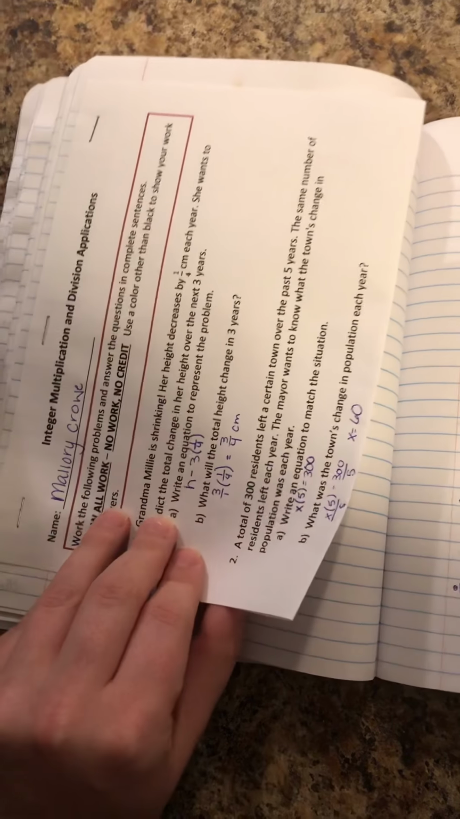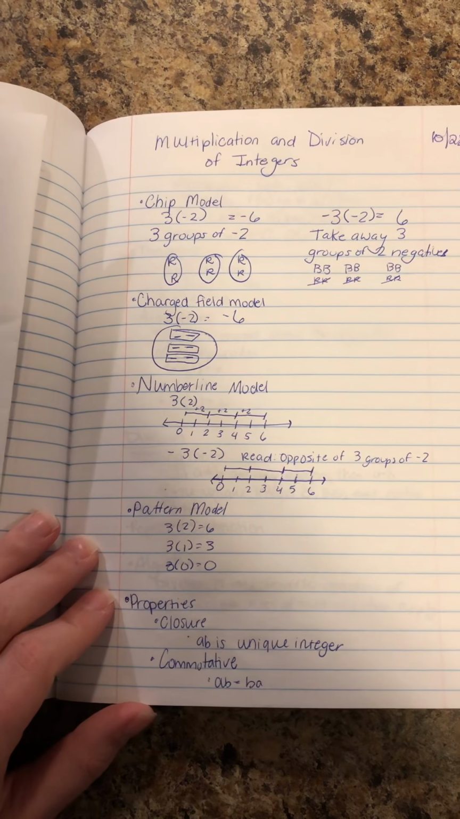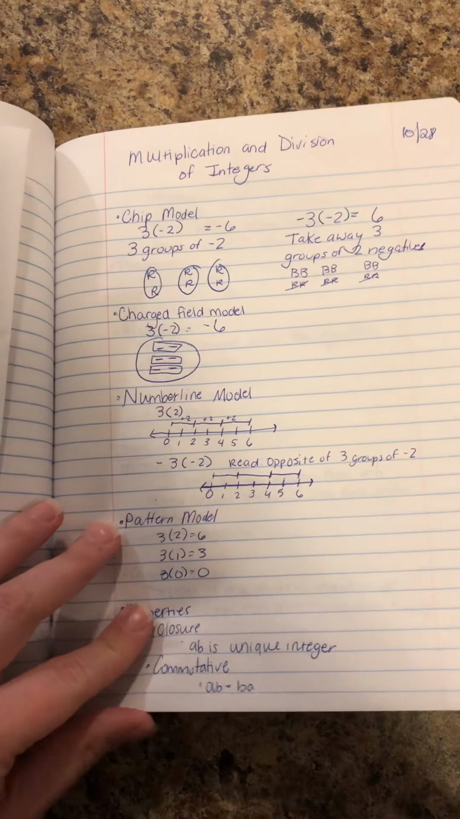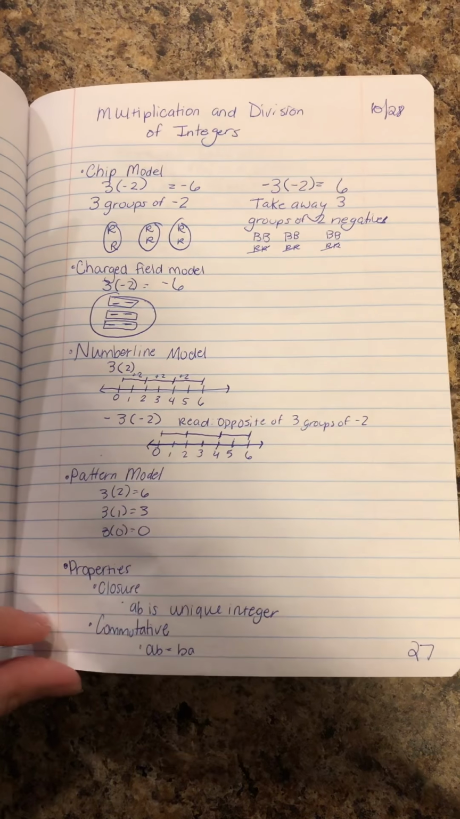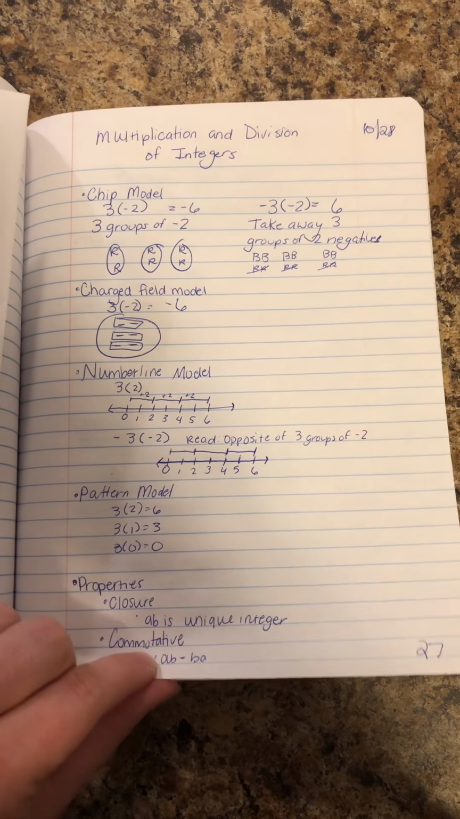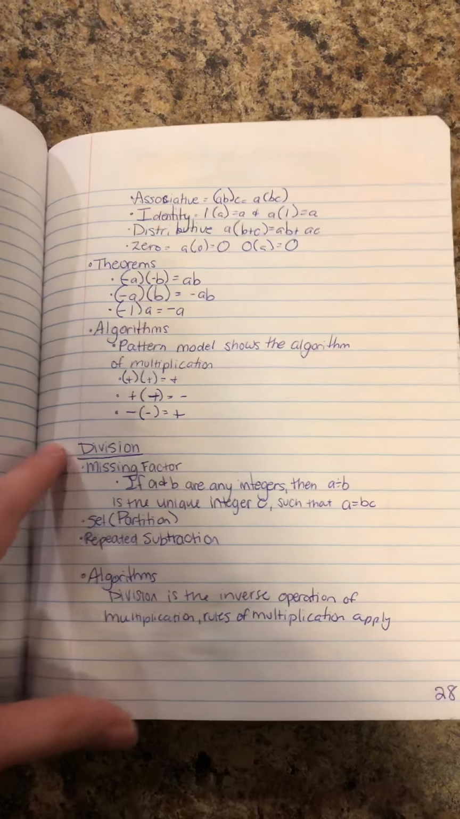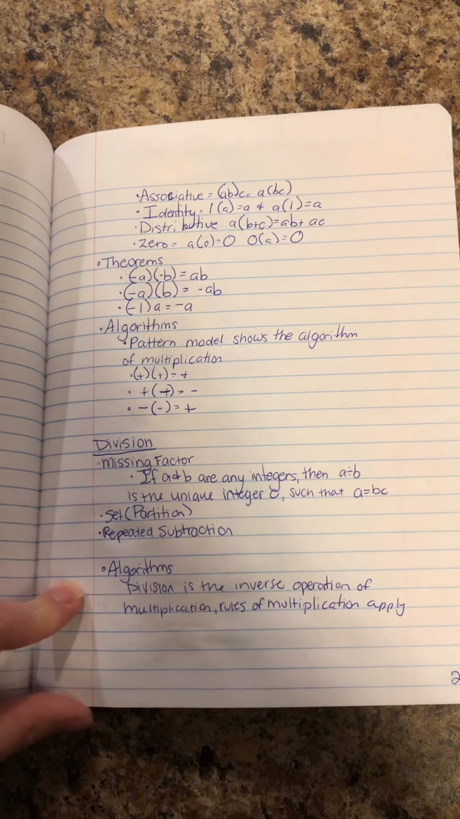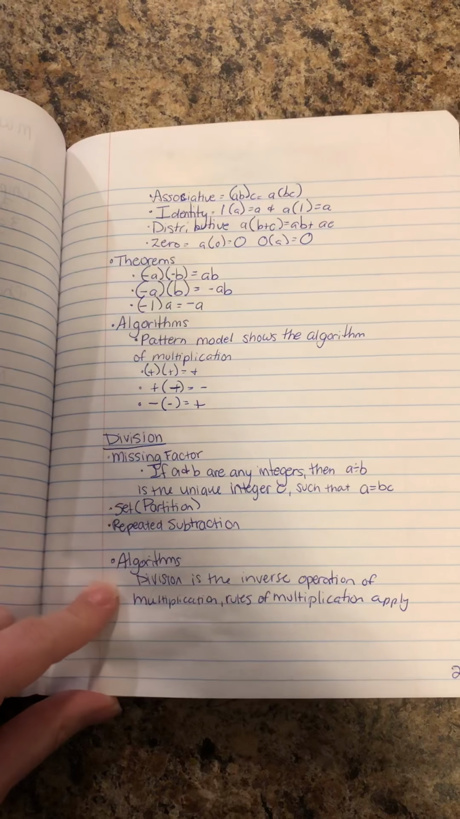And next we have multiplication and division of integers, and on this side I did include one page from the handout. And then we have the models, the chip model, charge field model, number line model, pattern model, properties, and commutative. We have the theorems, the algorithms, and then we have division, the missing factor, the set, the repeated addition, subtraction, and some algorithms.